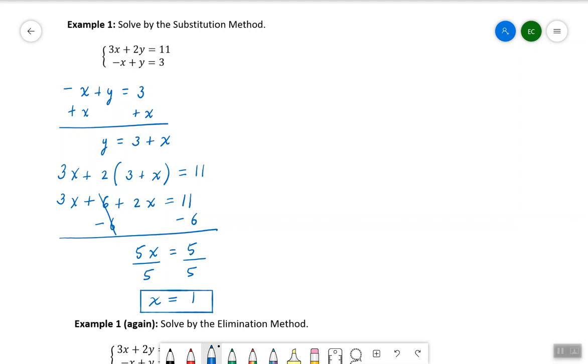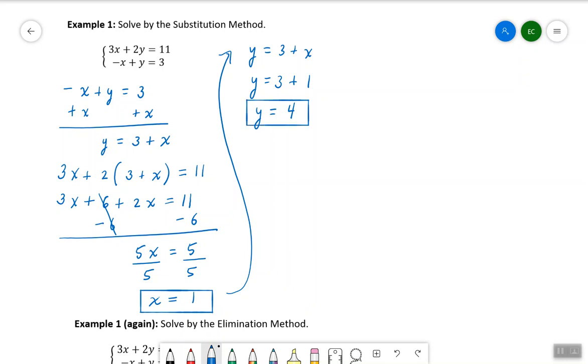Now we're not done. Our solution is an x and a y value that together make the equations true. So to finish, we need to take that value for x equals 1, and we need to substitute it into one of the equations we already have. We could use the first equation or the second equation. My favorite in the substitution method is this one right here, y equals 3 plus x, because we've already solved for y. So when we plug in 1 for x, we don't have very much work to do to get y equals 4. So together, x equals 1 and y equals 4 is the solution.